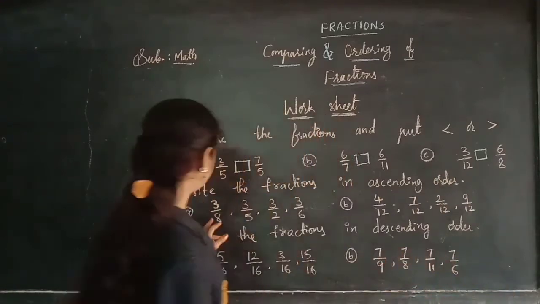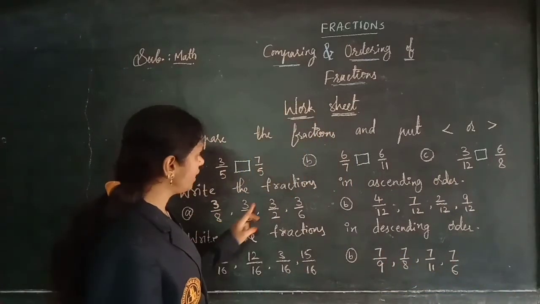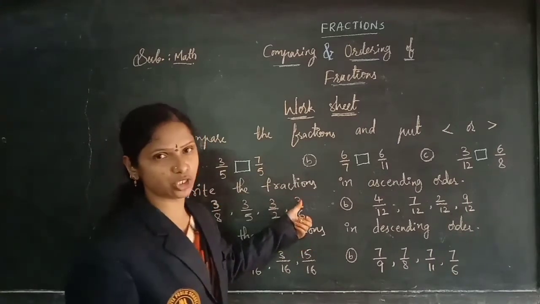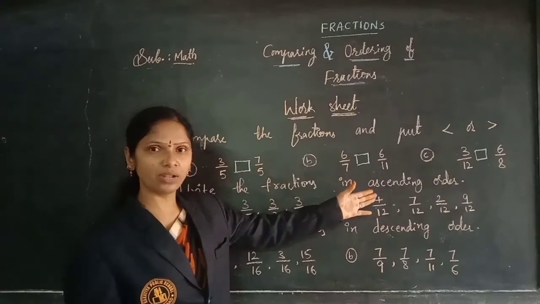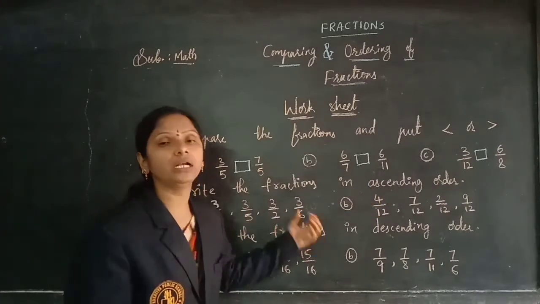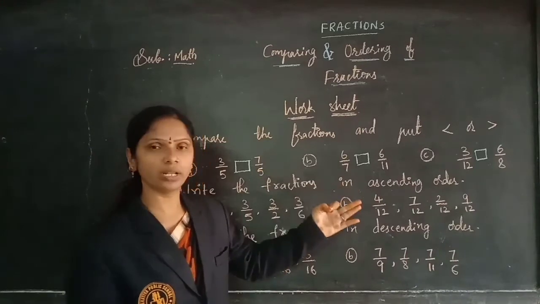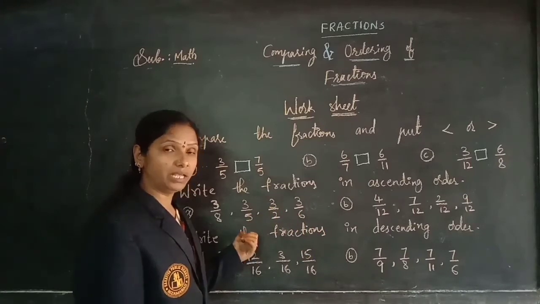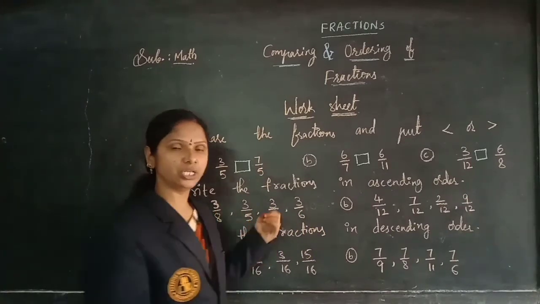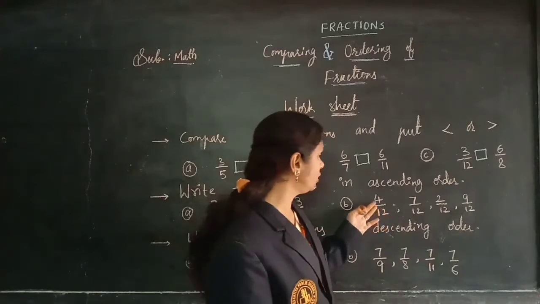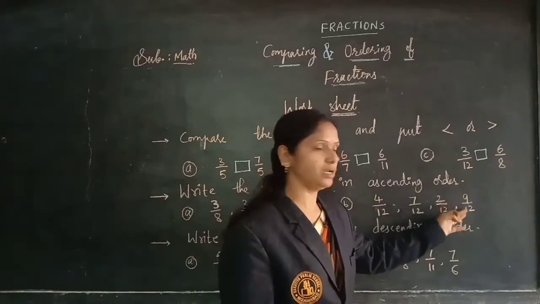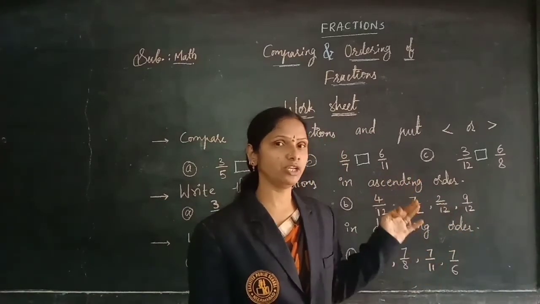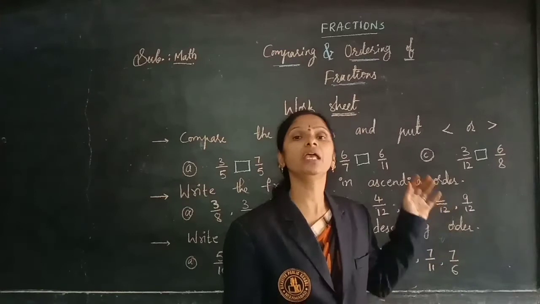Coming to the first one: 3 by 8, 3 by 5, 3 by 2, 3 by 6. These are unlike fractions with the same numerator, children. So we require the smaller fraction first, which means we need to search for the bigger denominator. Ascending order means we need the smaller fraction first, so we search for the bigger denominator, arranging from smaller to bigger. Coming to 4 by 12, 7 by 12, 2 by 12, 9 by 12, these are like fractions, children. For like fractions, the smaller numerator is the smaller fraction and the bigger numerator is the bigger fraction.